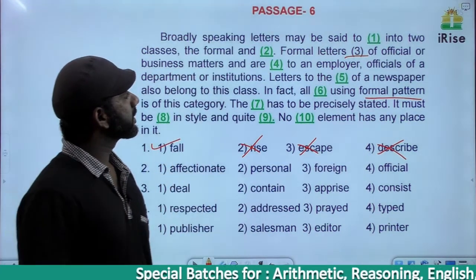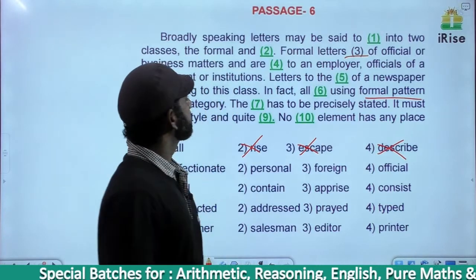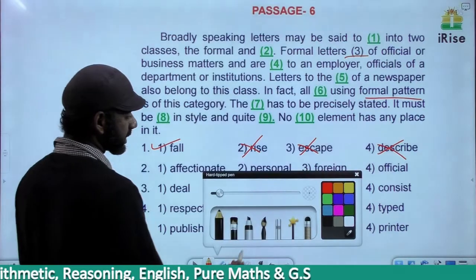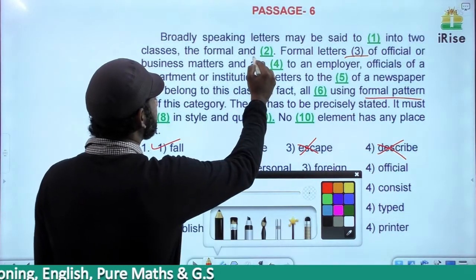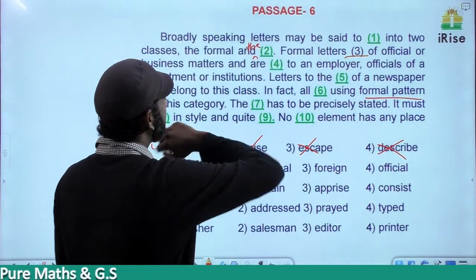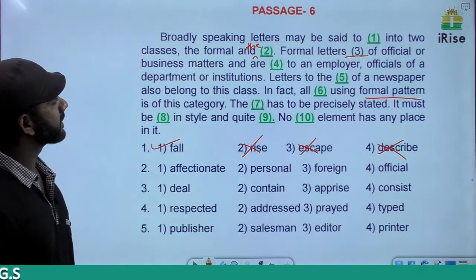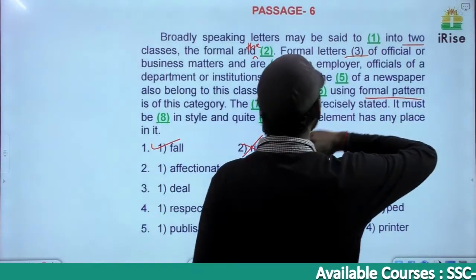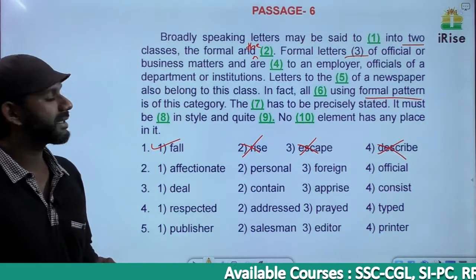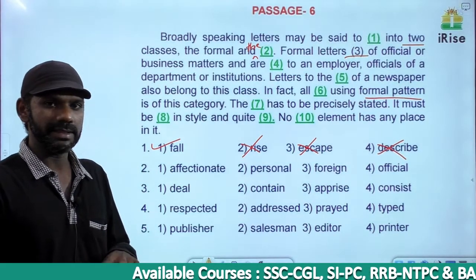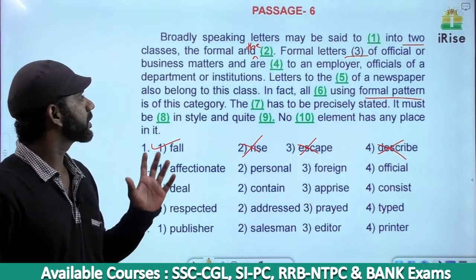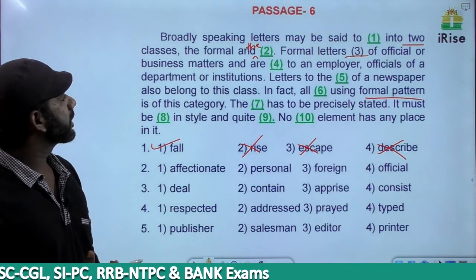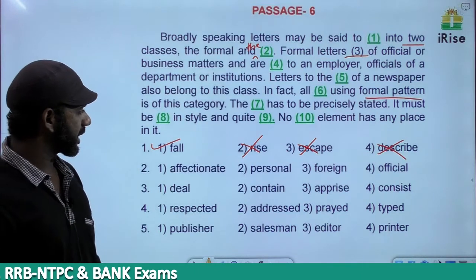So broadly speaking, letters may be said to fall into two classes, the formal and dash. It must be the formal and the dash. The rule regarding and must be connecting to different entities here, because two classes are there. Two classes in the sense there must be two different entities. The formal and dash means and is connecting to similar entities. And must be connecting to different entities here. So the formal and the dash. It might be a pretty mistake. So letters may be said to fall into two classes, the formal and the dash.